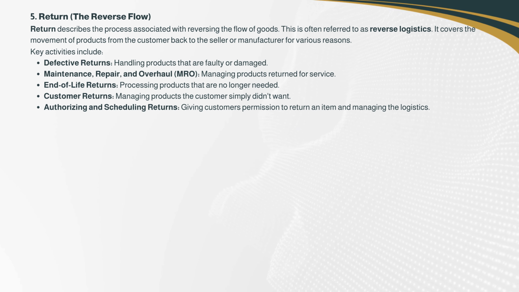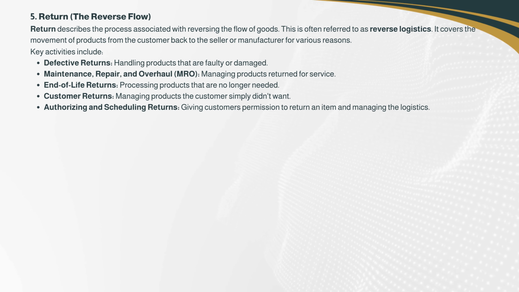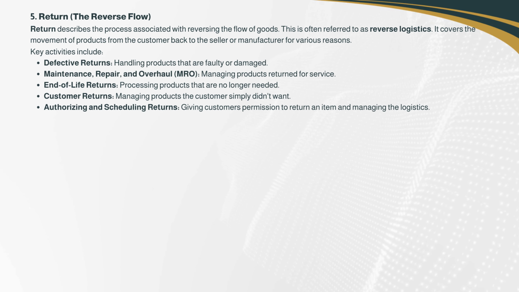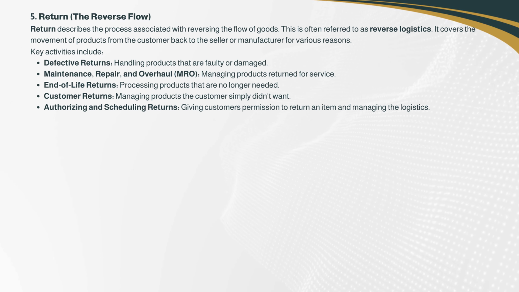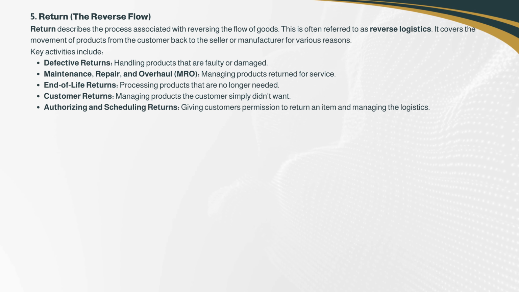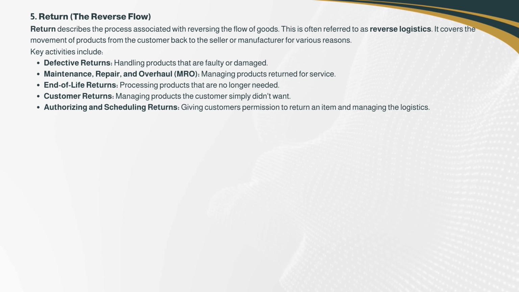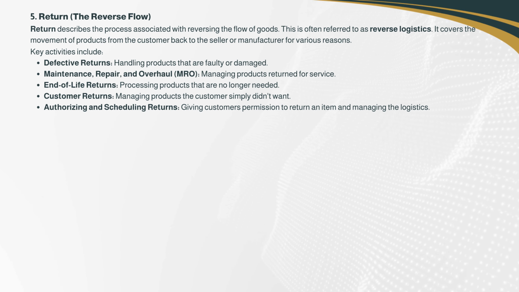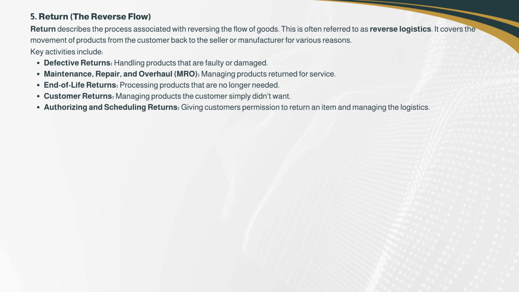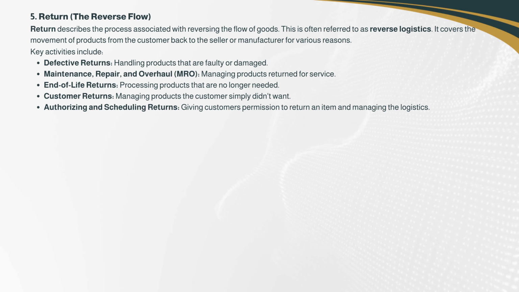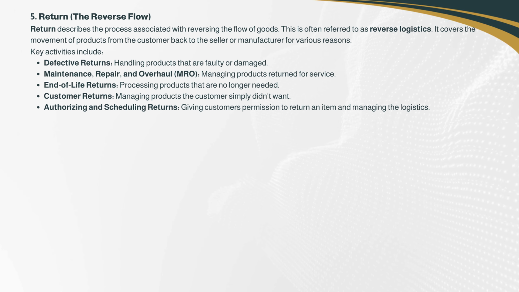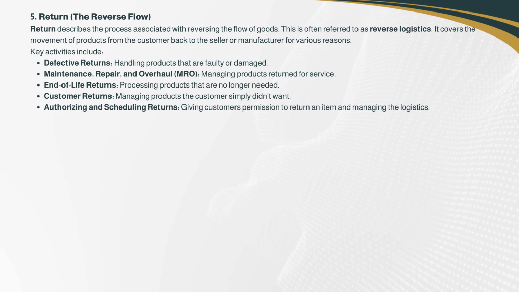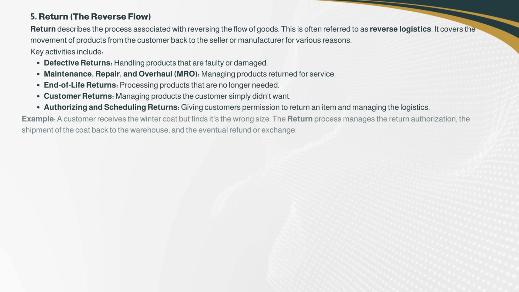Key activities include defective returns, handling products that are faulty or damaged. Maintenance, repair, and overhaul, MRO, managing products returned for service. End-of-life returns, processing products that are no longer needed. Customer returns, managing products the customer simply didn't want. Authorizing and scheduling returns, giving customers permission to return an item and managing the logistics.